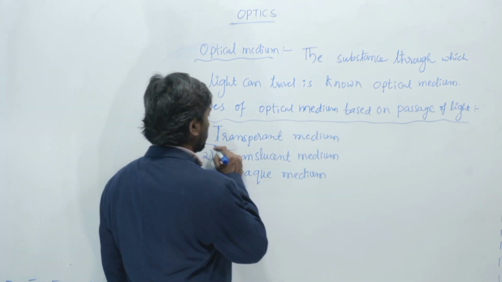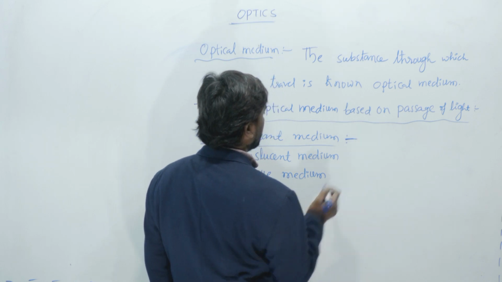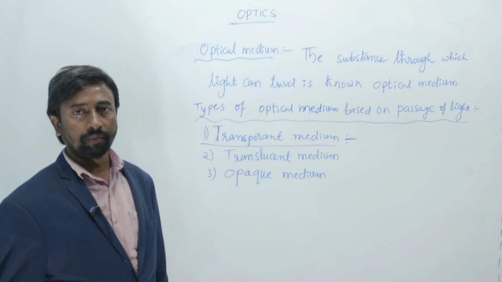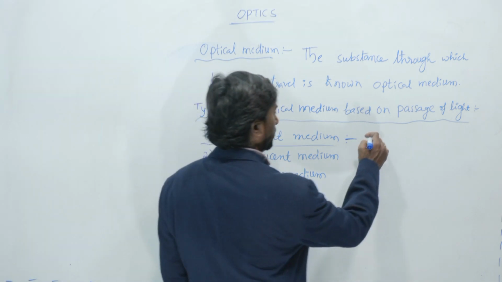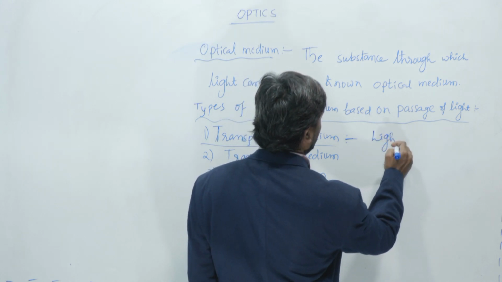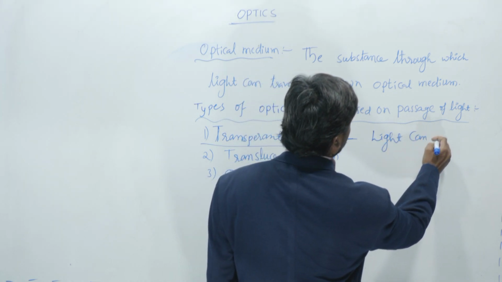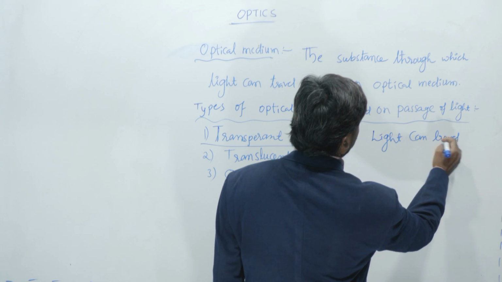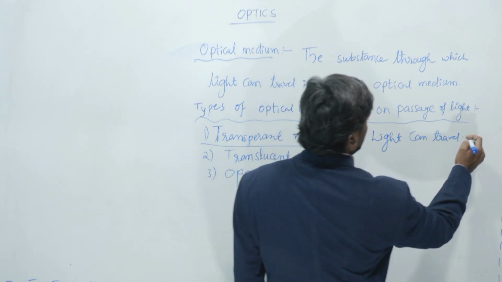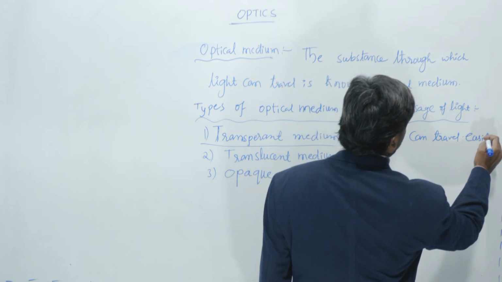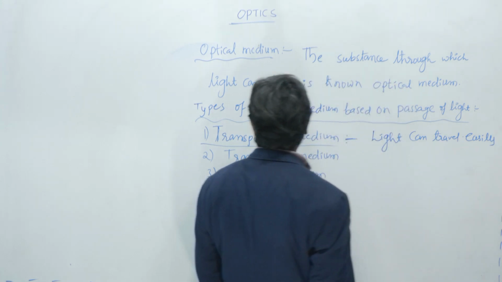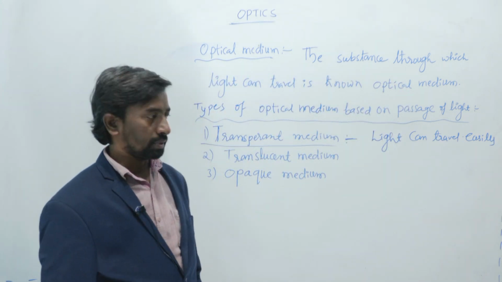Here, a transparent medium is nothing but the substance through which the light can travel easily. Light can pass through this medium easily. So those substances are known as transparent mediums or transparent objects.